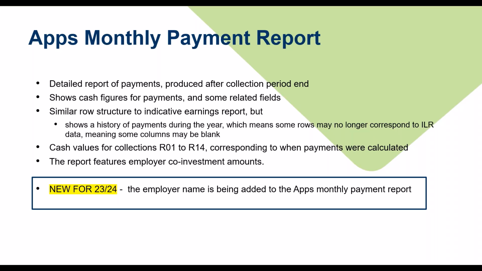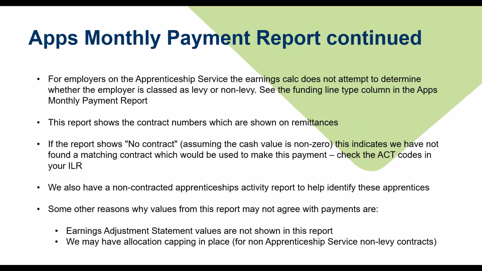And for 23-24, the employer name has been added to the app's monthly payment report as an additional column. Okay, we can move on, please.